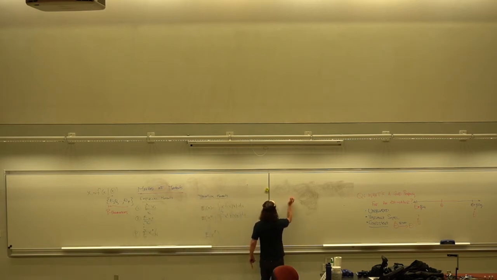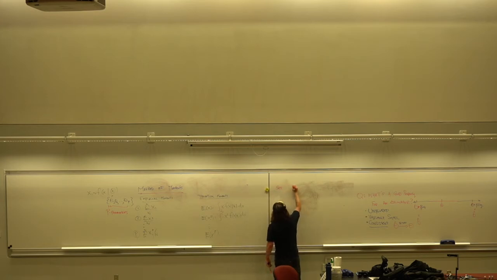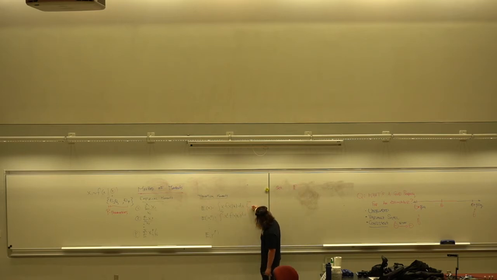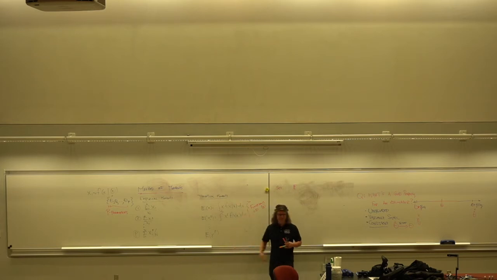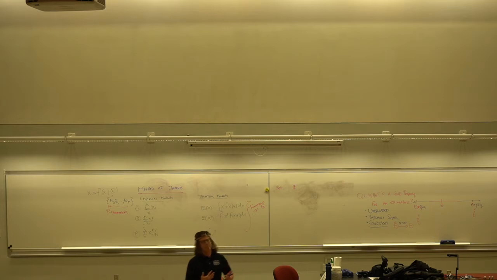So what we're going to do is set the expectation, and I want to point out that these things are functions of whatever these parameters are. So I'm going to have p equations, and I've got p unknowns. And so presumably there's some solution to that.